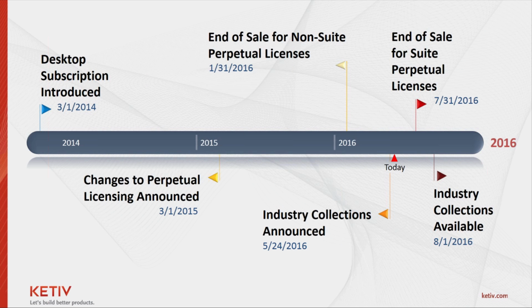And then the last two things are the things that are coming up here. At the end of July, the end of sale for suite perpetual licenses. Also, the end of sale for perpetual license of things like Vault, or your sim tools, such as Nastran and Sim Mechanical. And then the next day after that, industry collections will be available. That's August 1st. But just make a note here that industry collections are not available now. They are available after August 1st.